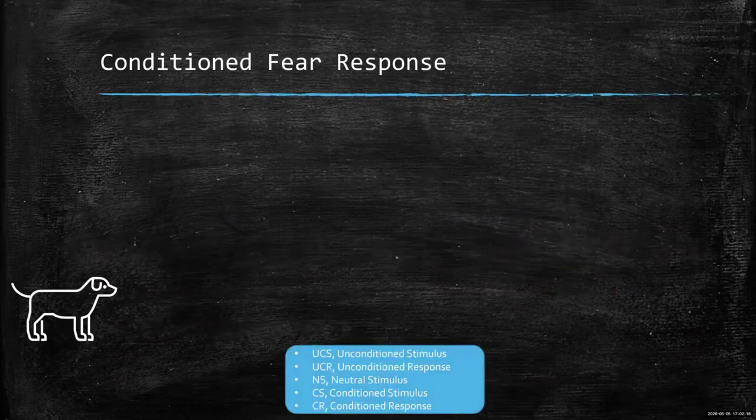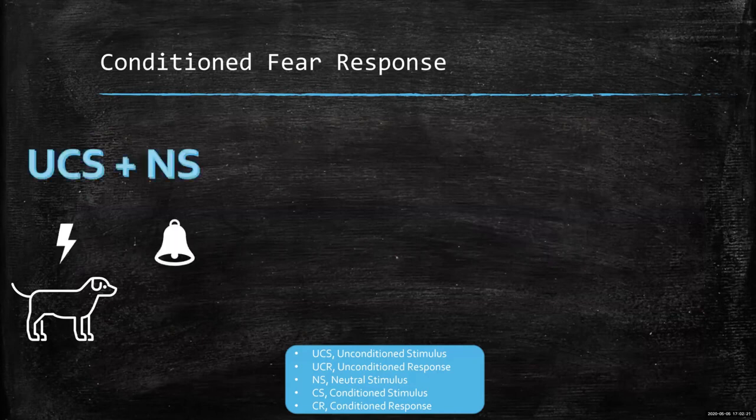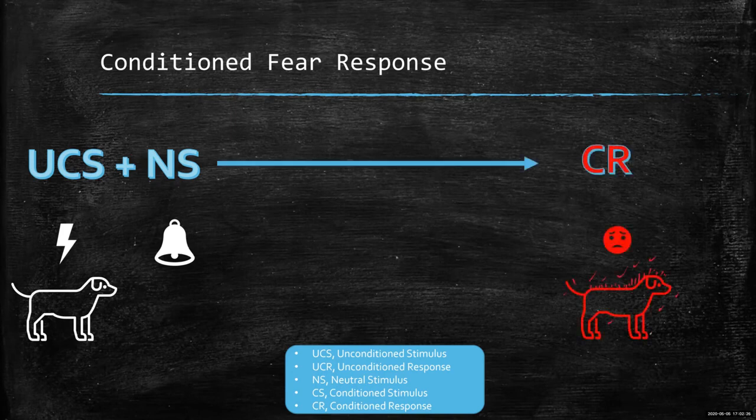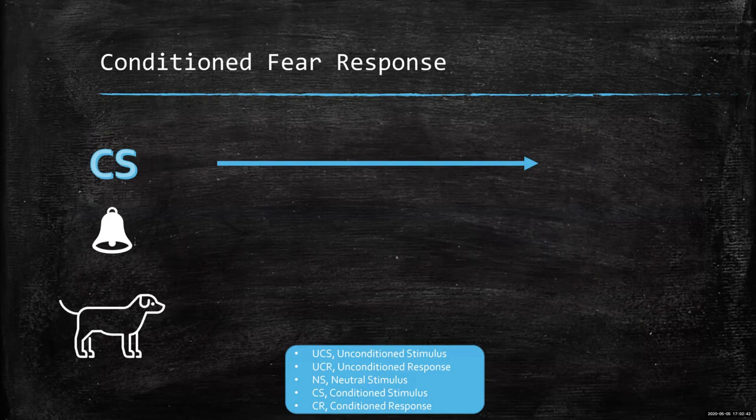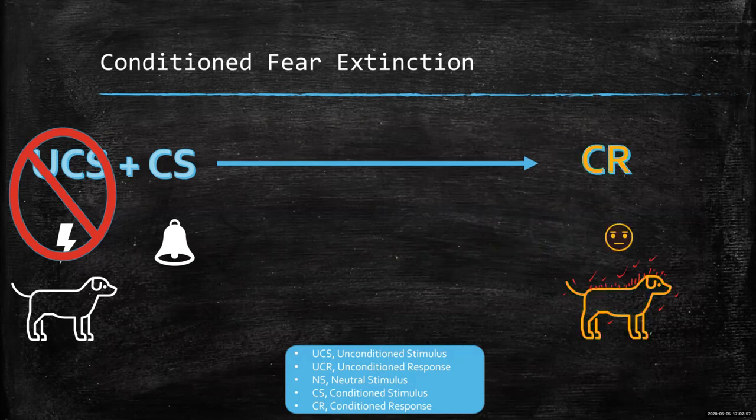So we go back to this diagram, the conditioned fear response. Again, the unconditioned stimulus, the shock, with the neutral stimulus of the bell, leads to the conditioned response of the dog being very upset because it was shocked. When we do this a number of times, the dog then learns that the bell is associated with the shock, and it will respond even in the absence of the shock. But interestingly, if you continue to use the bell, but don't use the shock, and you do this a number of times, what's interesting is that the dog slowly over time learns that the bell is no longer a threat.